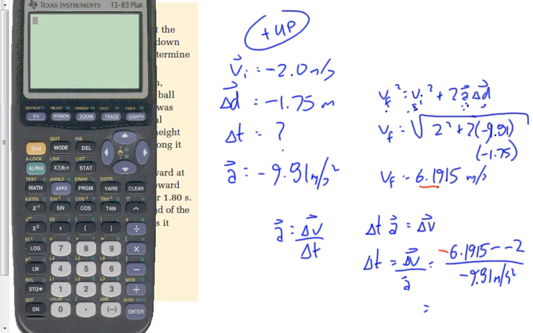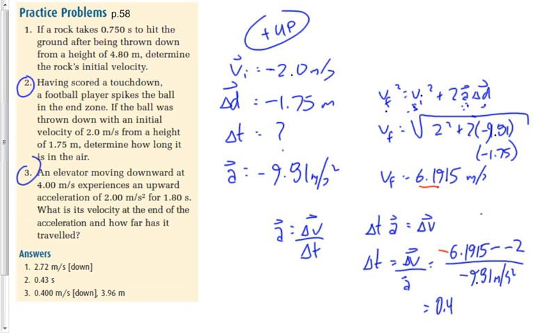Let's say negative 6.1915. I'm going to say plus 2, right? Do you see what I'm doing there? Plus 2. Subtract a negative 2. Divided by negative 9.81. 0.4273. .43 seconds. And lo and behold, that's what I got there.